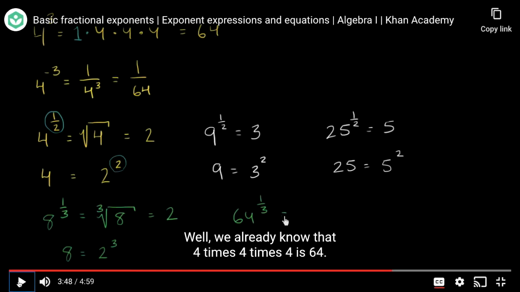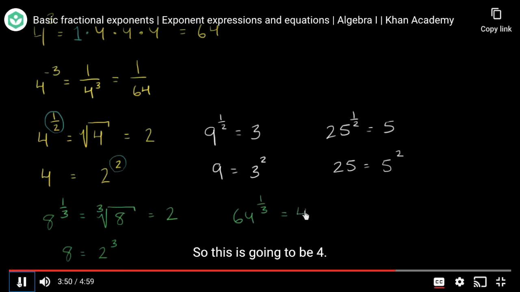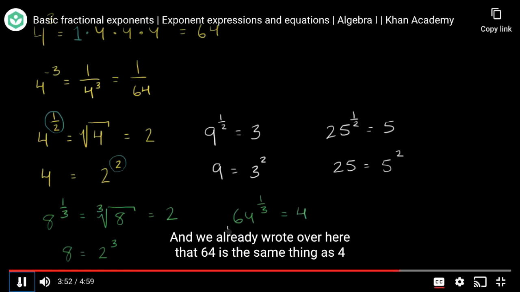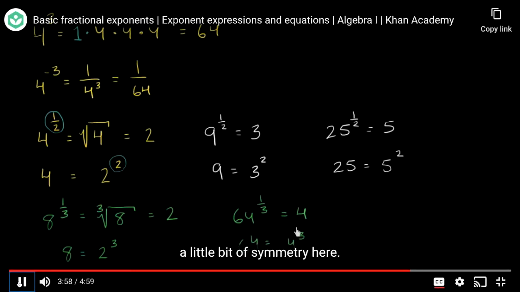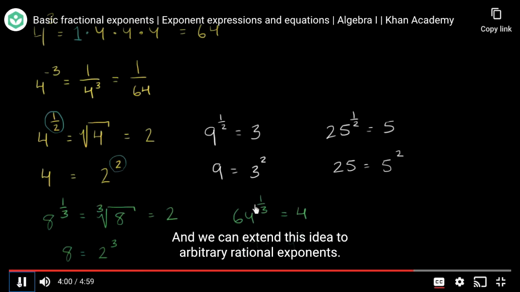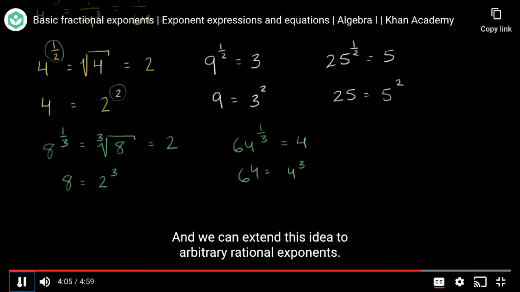It's okay if you do not remember that 4 times 4 is 64. So this is going to be 4. And we already wrote over here that 64 is the same thing as 4 to the 3rd. I think you're starting to see a little bit of a pattern here, a little bit of symmetry here. And we can extend this idea to arbitrary rational exponents.